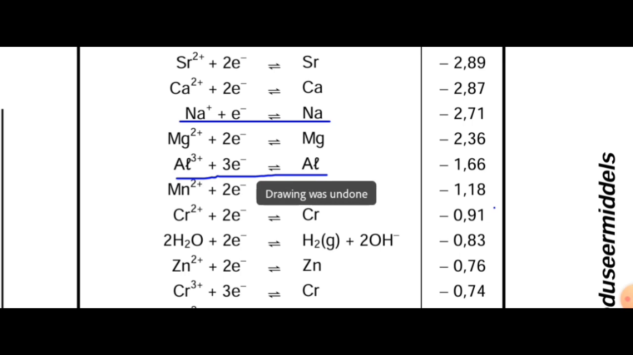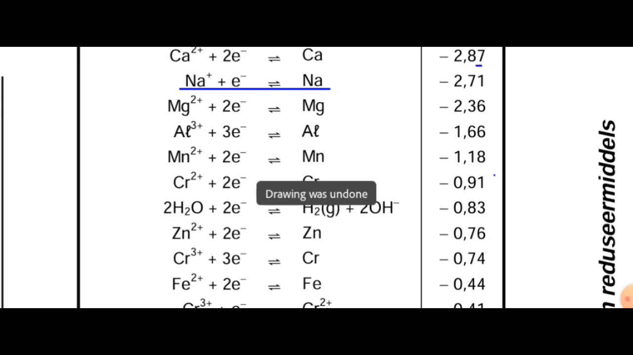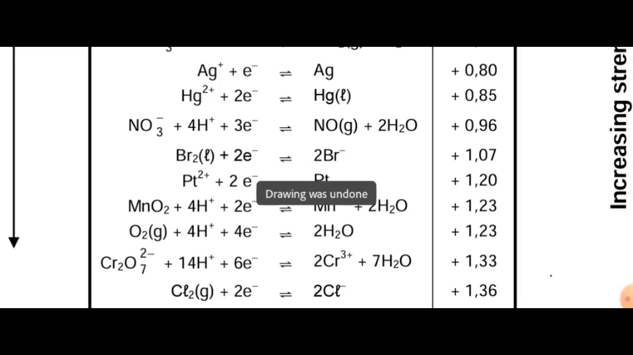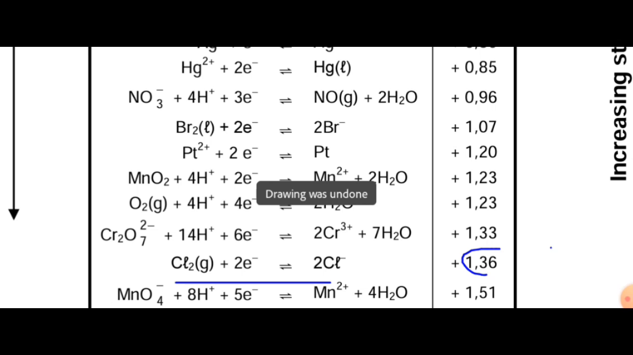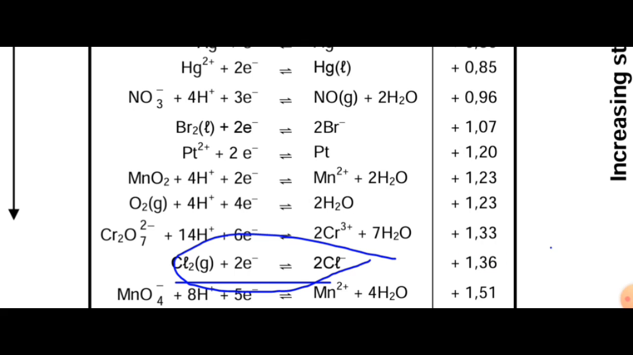So in a galvanic cell, the one that is more negative is the anode. But in an electrolytic cell, the one that is more positive is the anode this time. So notice that Na is negative, so the electrode potential is negative. But now Cl has a positive electrode potential. So the one that is more positive is the anode. Because we're now looking at an electrolytic cell, this will become the anode. So that's how it is.